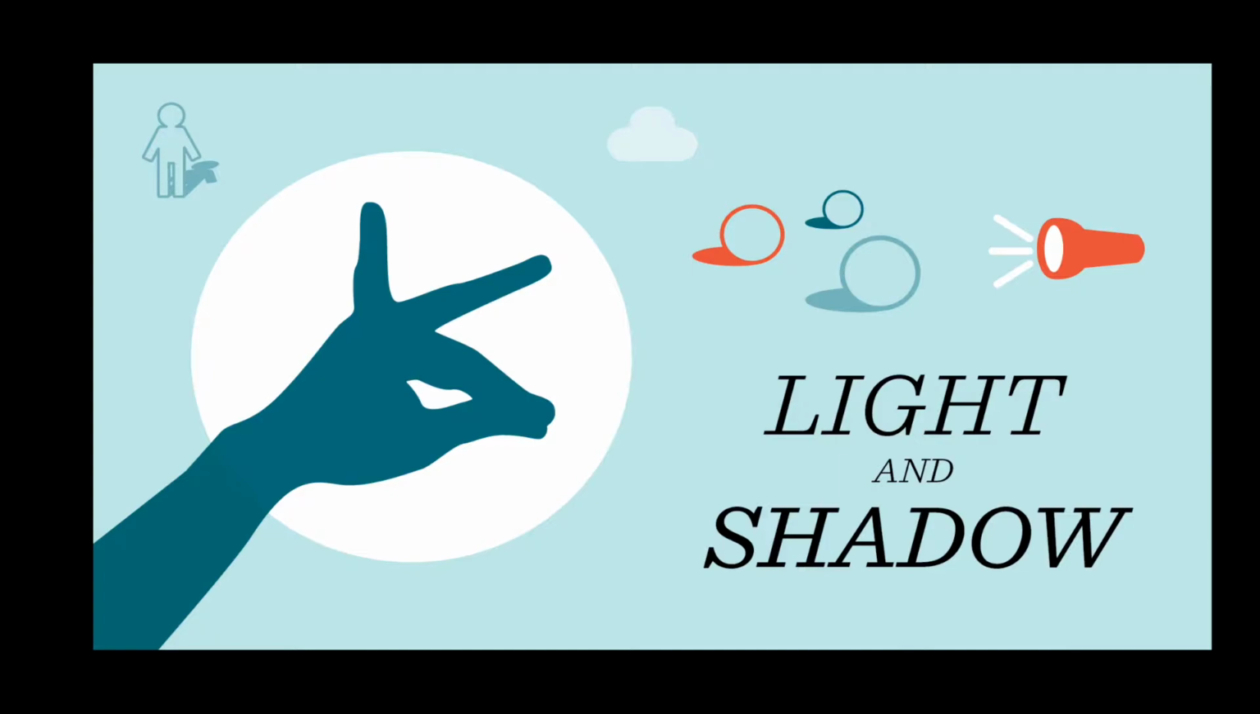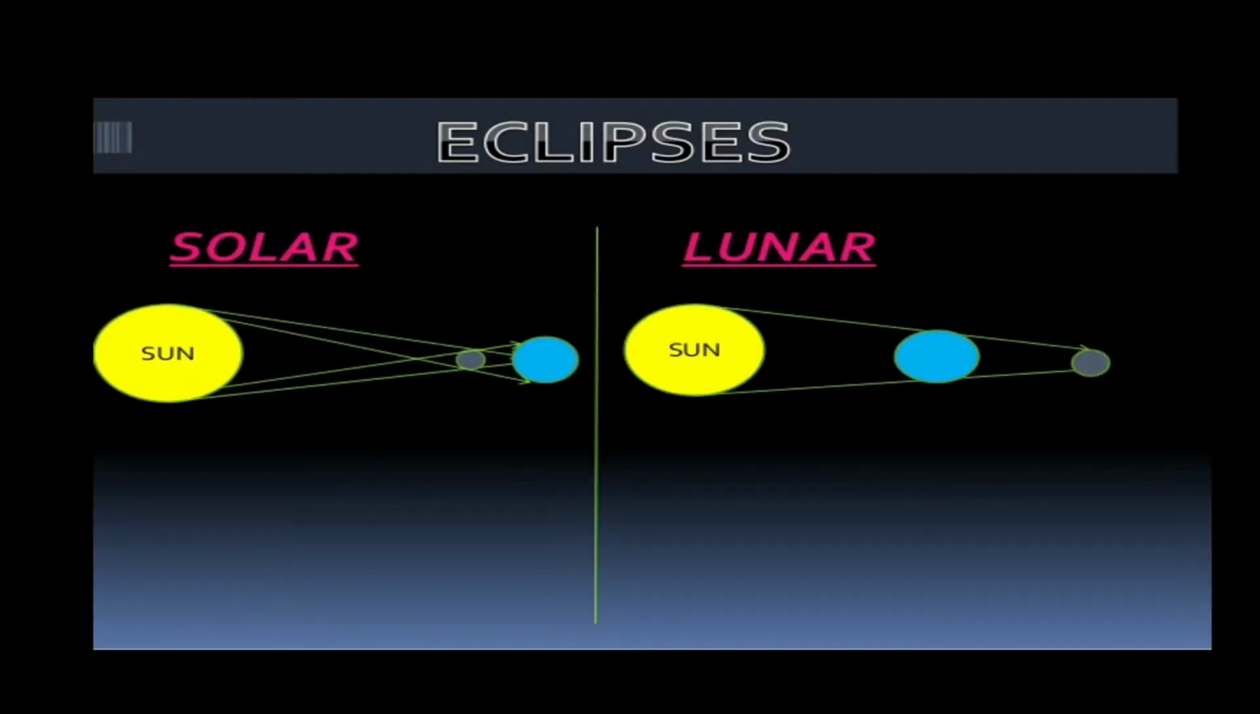So in this video we are going to discuss the examples of formation of shadows in nature, that is the solar eclipse and the lunar eclipse. Students, there are two types of eclipse that take place in nature, or the formation of shadow in nature takes place in two ways, either through solar eclipse or lunar eclipse. So let's discuss these two natural phenomena one by one in detail.